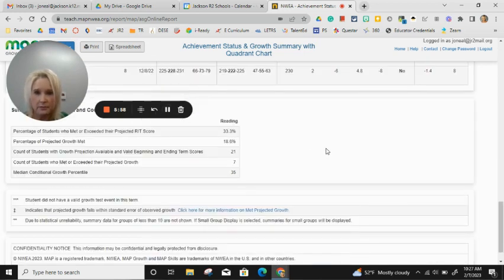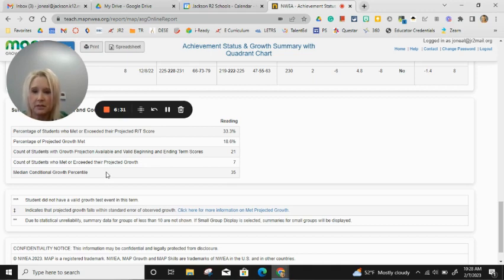Okay, and then finally, if you scroll down to the very bottom of that report, we get some class data that's kind of useful. So this is the percentage of students who met or exceeded their projected RIT score. So in this particular class, it's about 33% of students have already met or exceeded their growth. Total percentage of projected growth met for the whole class was 18.6. The number of students that involves is 21 students. The number of students who met or exceeded their growth is 7.